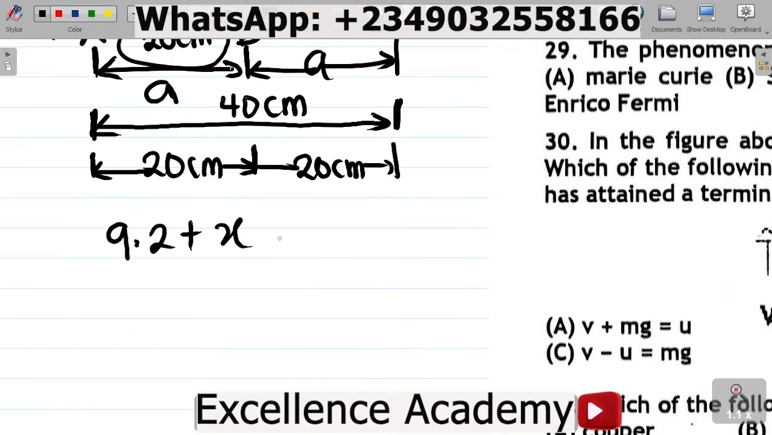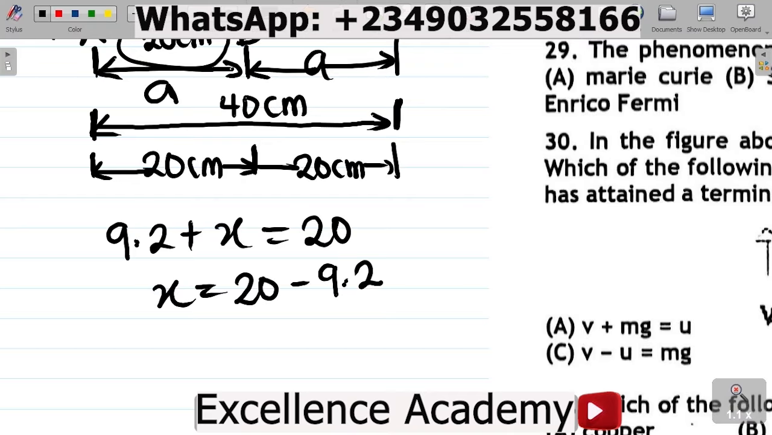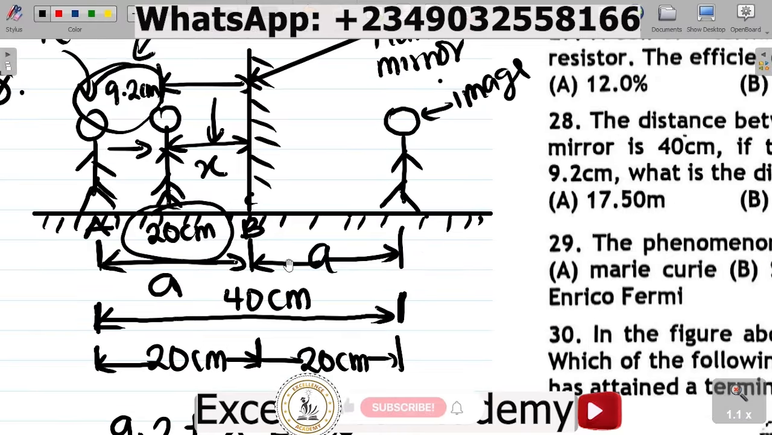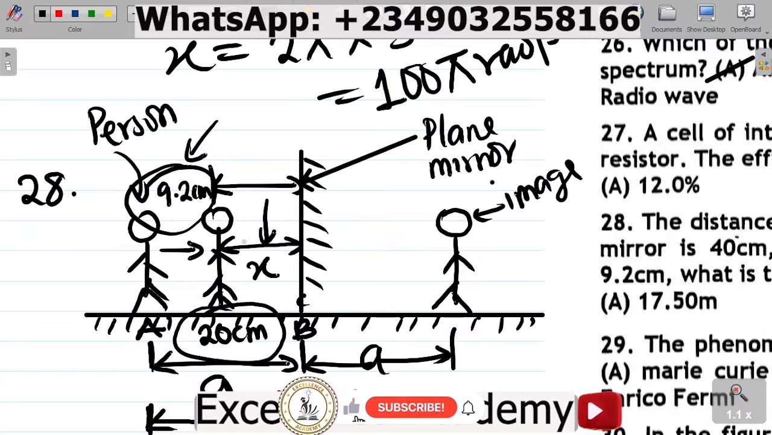9.2 plus X is equal to 20 cm. X becomes 20 minus 9.2. So X is equal to 20 minus 9.2. And if I do that, my answer here is 10.8 cm. That means the object now has a distance of 10.8 centimeters. And it makes sense because we said the distance was reduced, so it now has to be a lesser value, which in this case is 10.8.